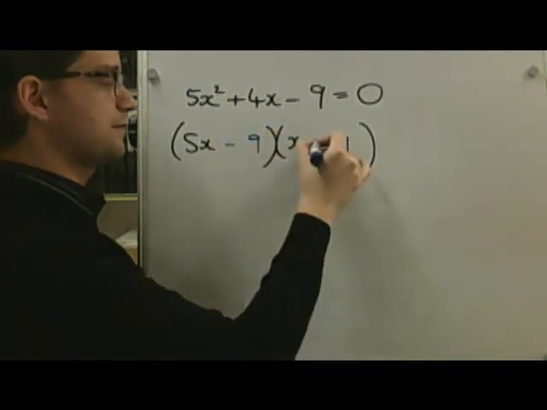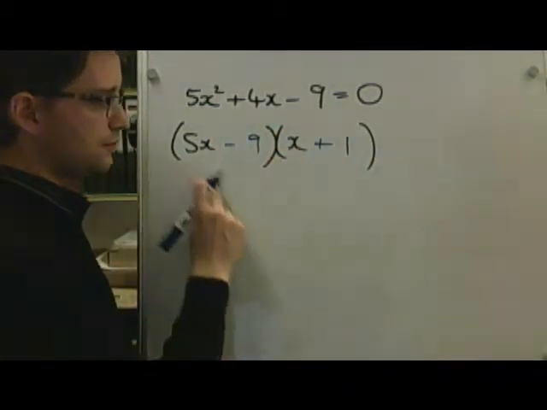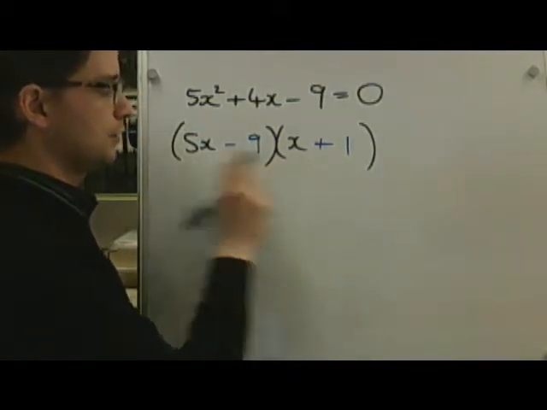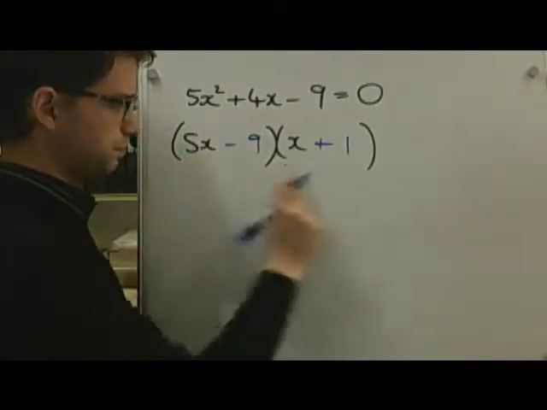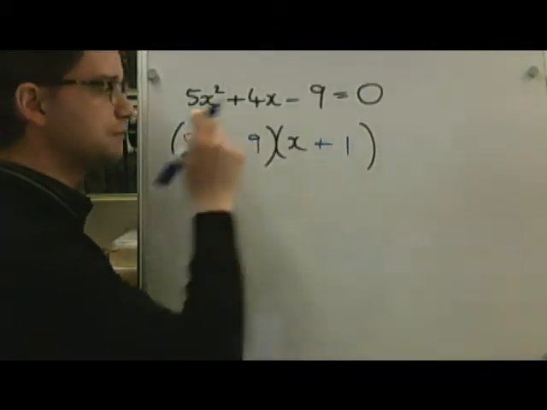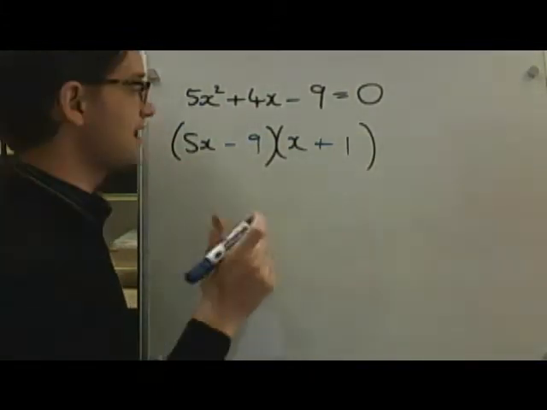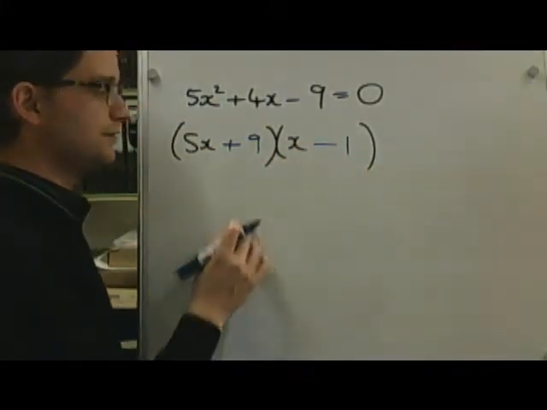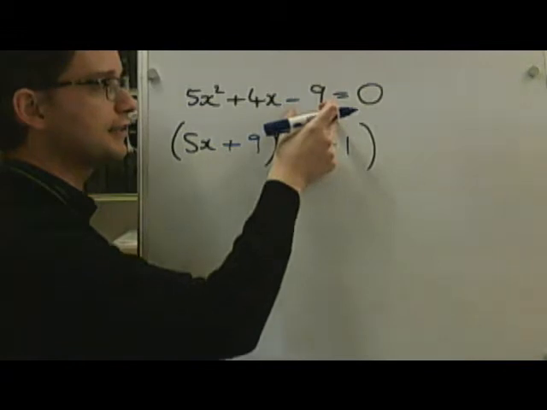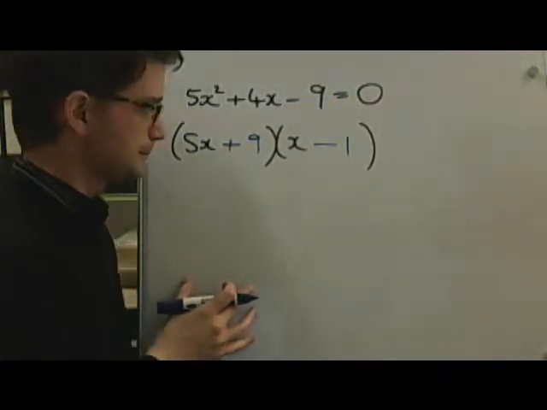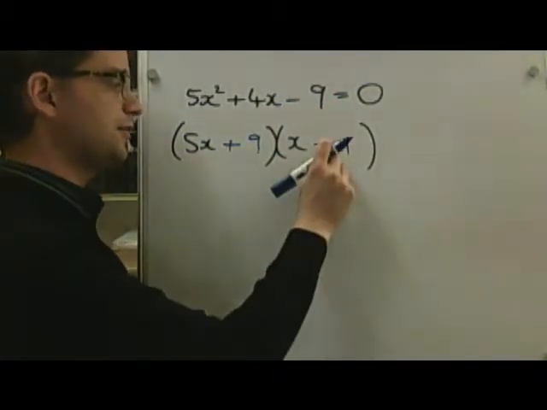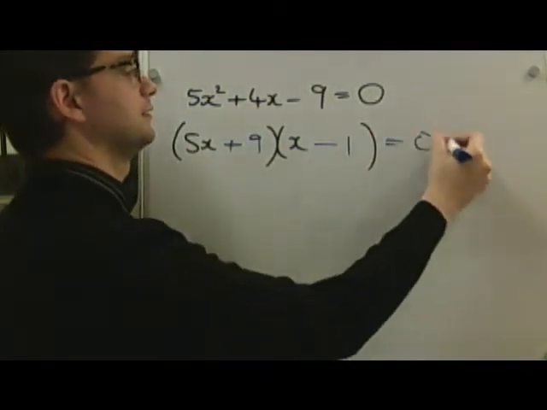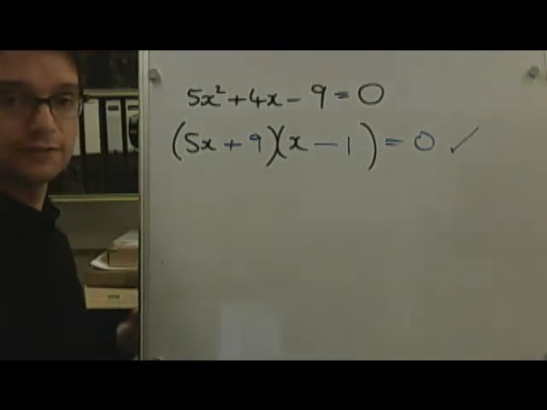And let's say I have this, so now I've got plus 5x minus 9x. Well, that would be minus 4x, wouldn't it? Plus 5 minus 9 is minus 4. So I'm nearly there. I think if I make this a plus and this a minus, so I've now got plus 9 times minus 1 gives me my minus 9. And I've got minus 5x plus 9x is plus 4x. So this is a correct factorisation.